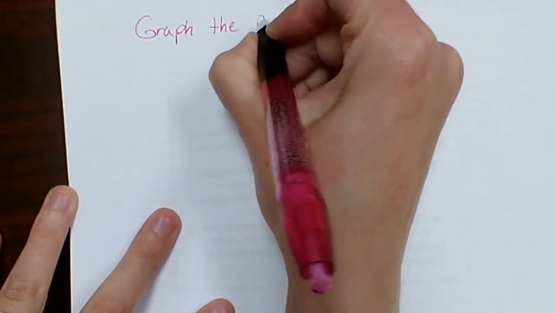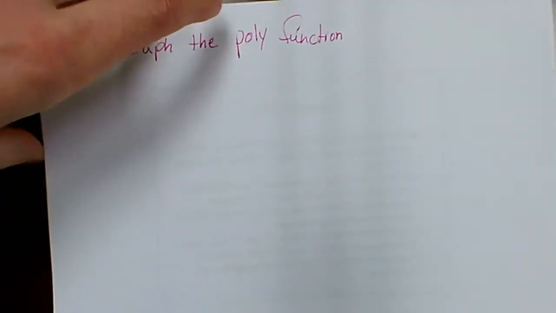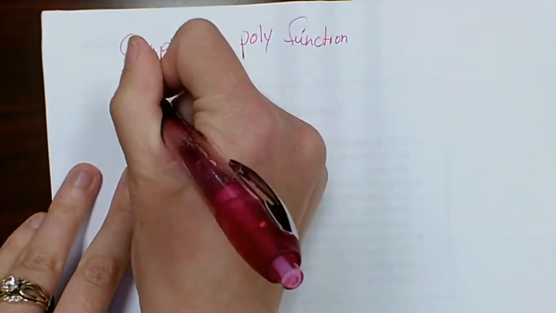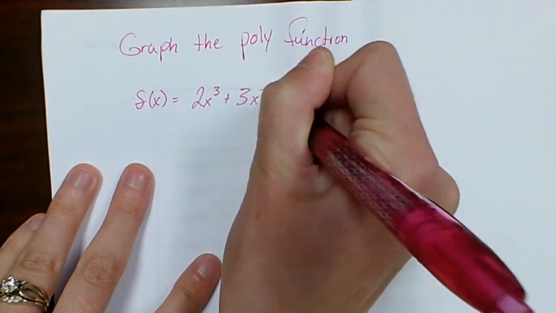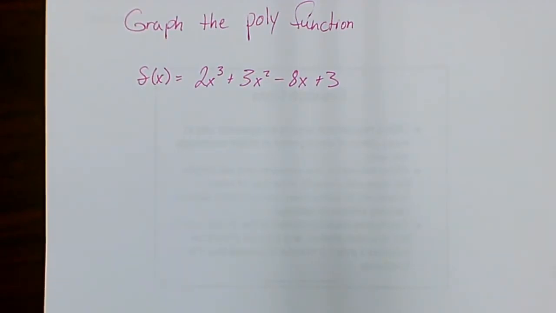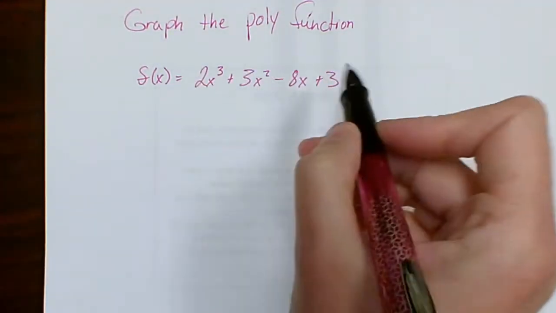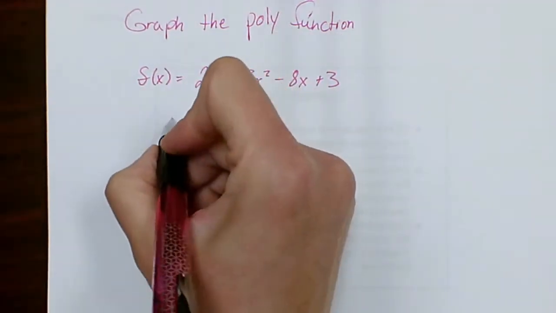So let's graph the polynomial function. Okay, so for this one, if you look at this, we cannot factor it. We cannot group the first two and last two and factor it. We would get different values in the parentheses. So we still will need to graph this. Find the possible x's.